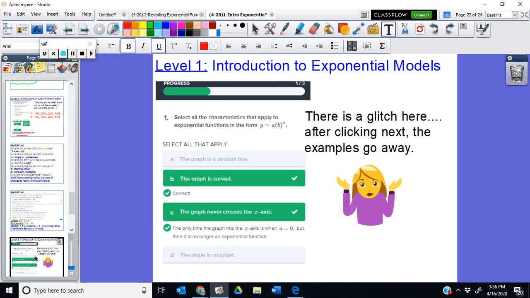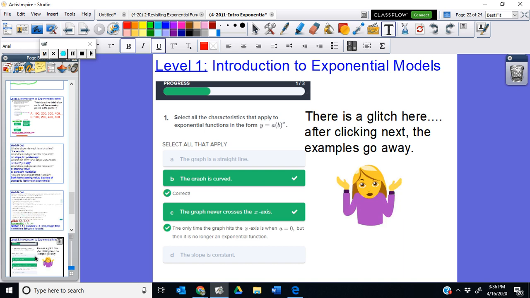And then this one, I tried. There's a glitch here. After clicking next, all the other examples go away. So I'm not sure what happened. But the first one, it says, select all the characteristics that apply to exponential functions. Well, we know the graph is curved, and we know it'll never cross the x-axis.